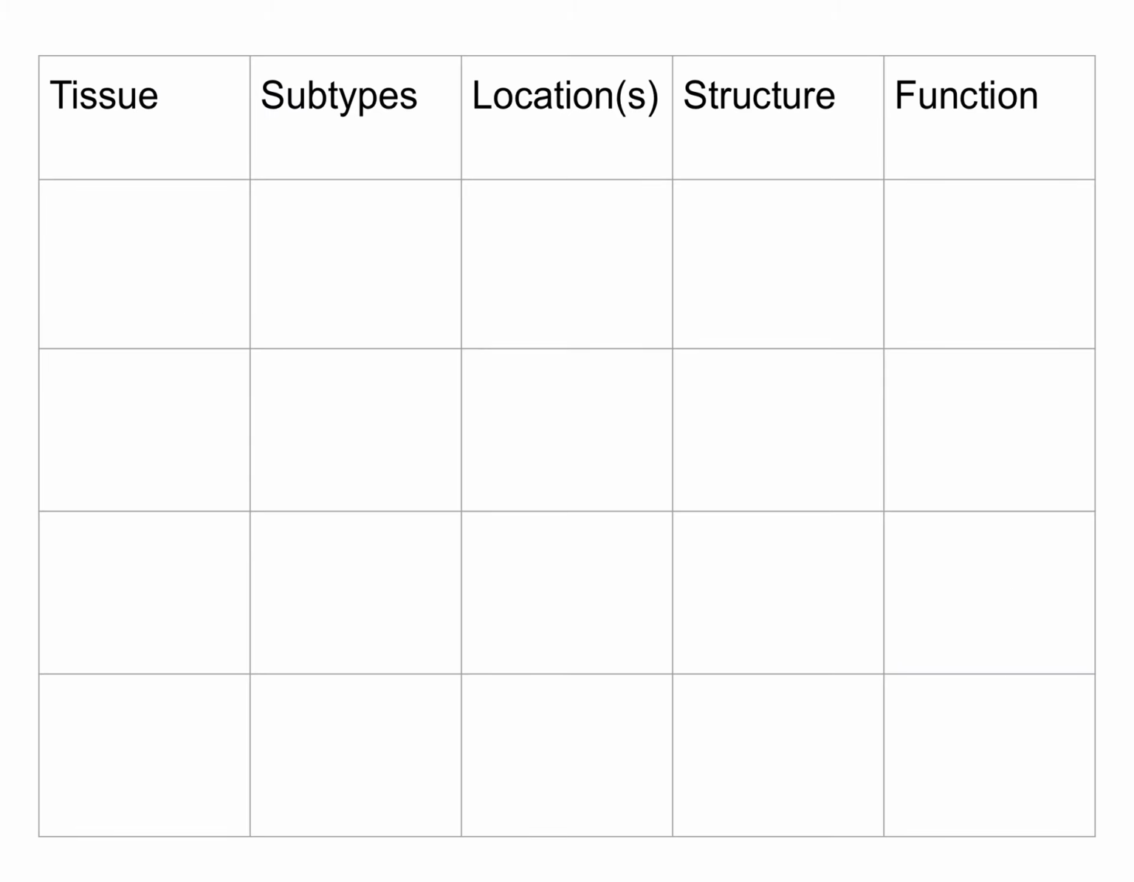As we go through the next several slides, I recommend that you make a chart like this one in your notebook or on a sheet of paper to help you organize your notes. This will help you compare and contrast the different types of tissues. We're going to go in order. You're going to start with epithelial tissue, and then we'll talk about muscle tissue, nervous tissue, and lastly, connective tissue. As we go through, we're going to be talking about the different subtypes, locations, structure, and function, and you can fill in your chart as you go along.